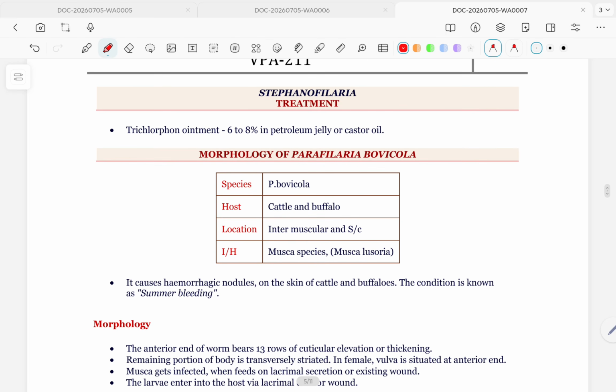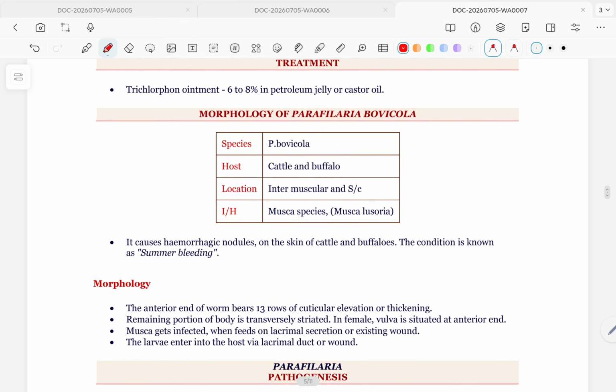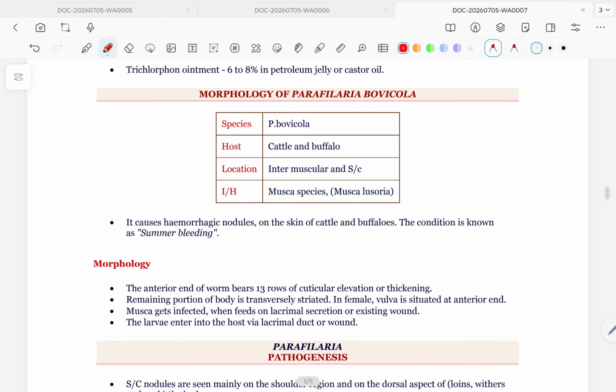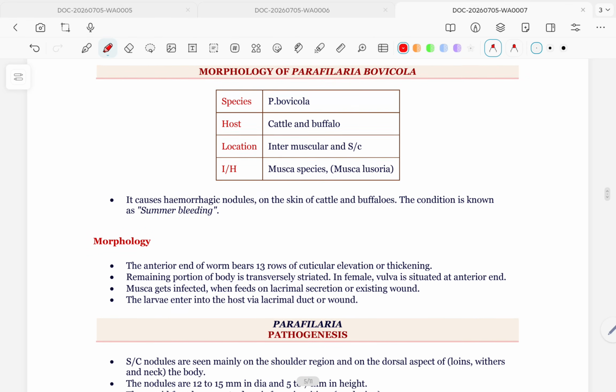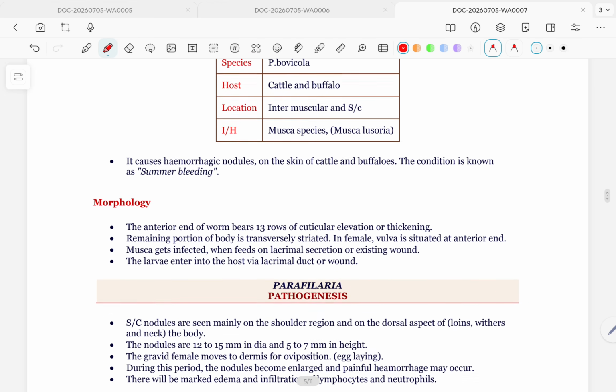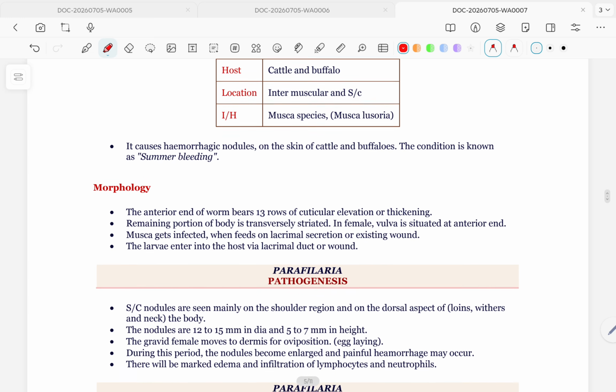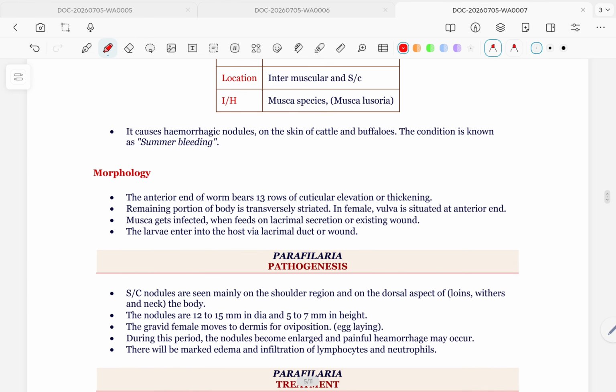Morphology of Parafilaria bovicola. Host: cattle and buffalo. Location: intramuscular and subcutaneous. Intermediate host: Musca species, Musca lusoria. It causes hemorrhagic nodules on the skin of cattle and buffalo. The condition is known as summer bleeding.